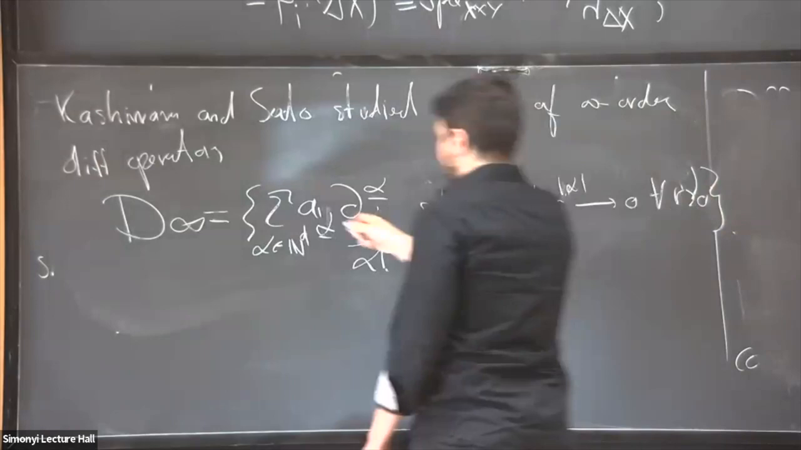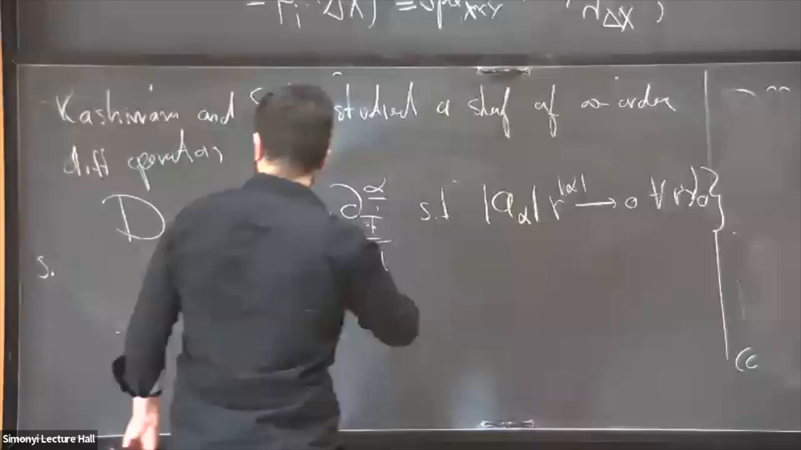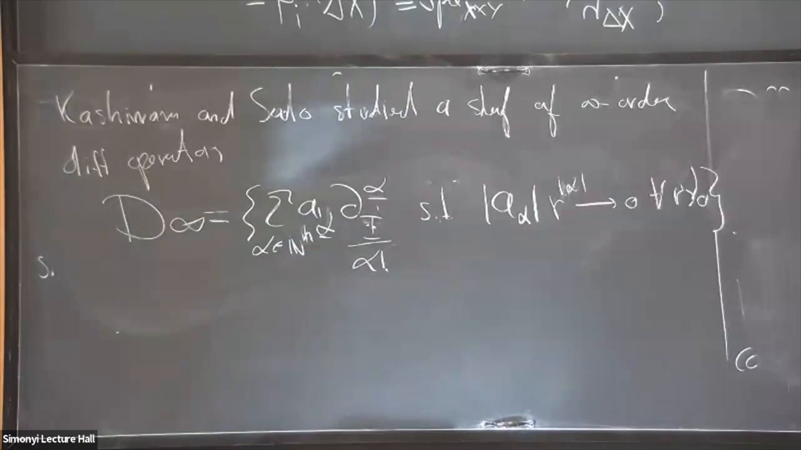What's B? Little b? This one? Little b, the dimension of the lattice. Ah, sorry, it should be n.